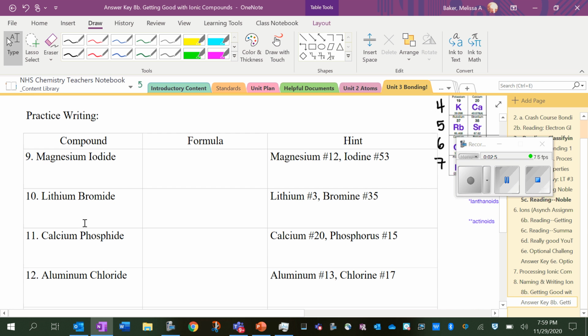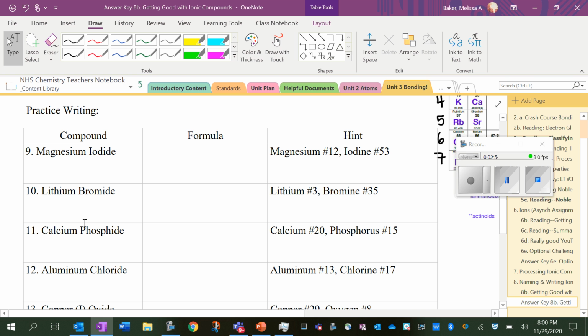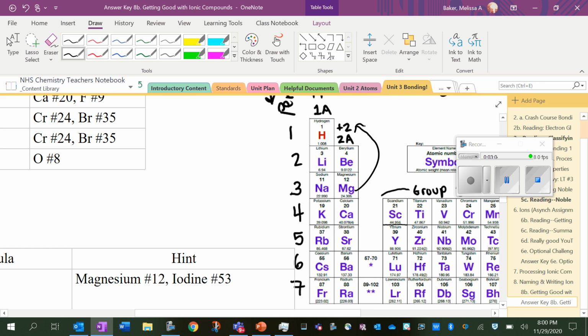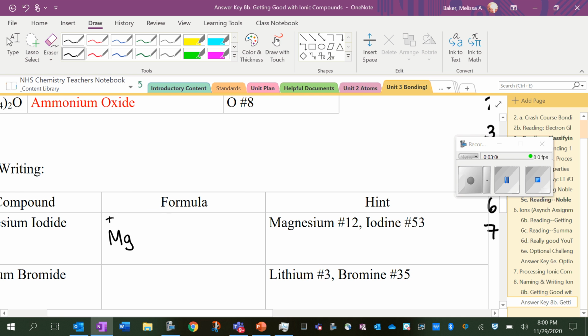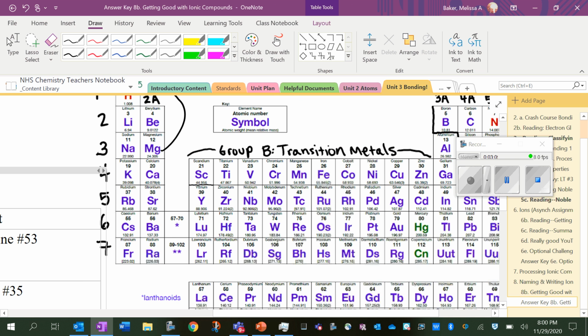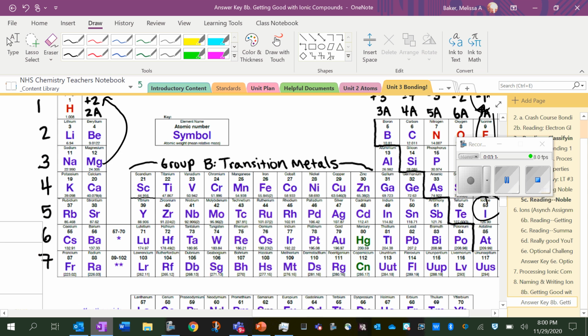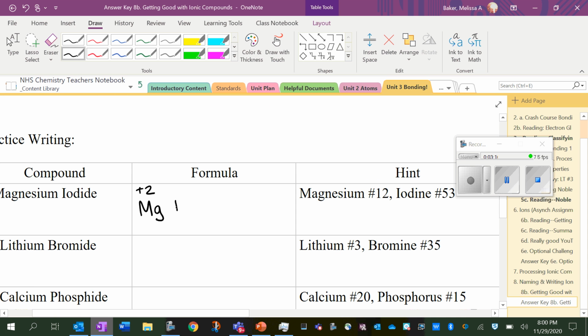All right, let's do some practice writing. So for this, you're going to need to look up the charges. So the symbol for magnesium is Mg, and if you look at its charge, it's got a +2, so we write a +2 above it. And iodine is in the column with a -1 charge. So we write iodine -1. Now to crisscross, we crisscross the numbers only, not the charge. So the answer to this one would be MgI2.